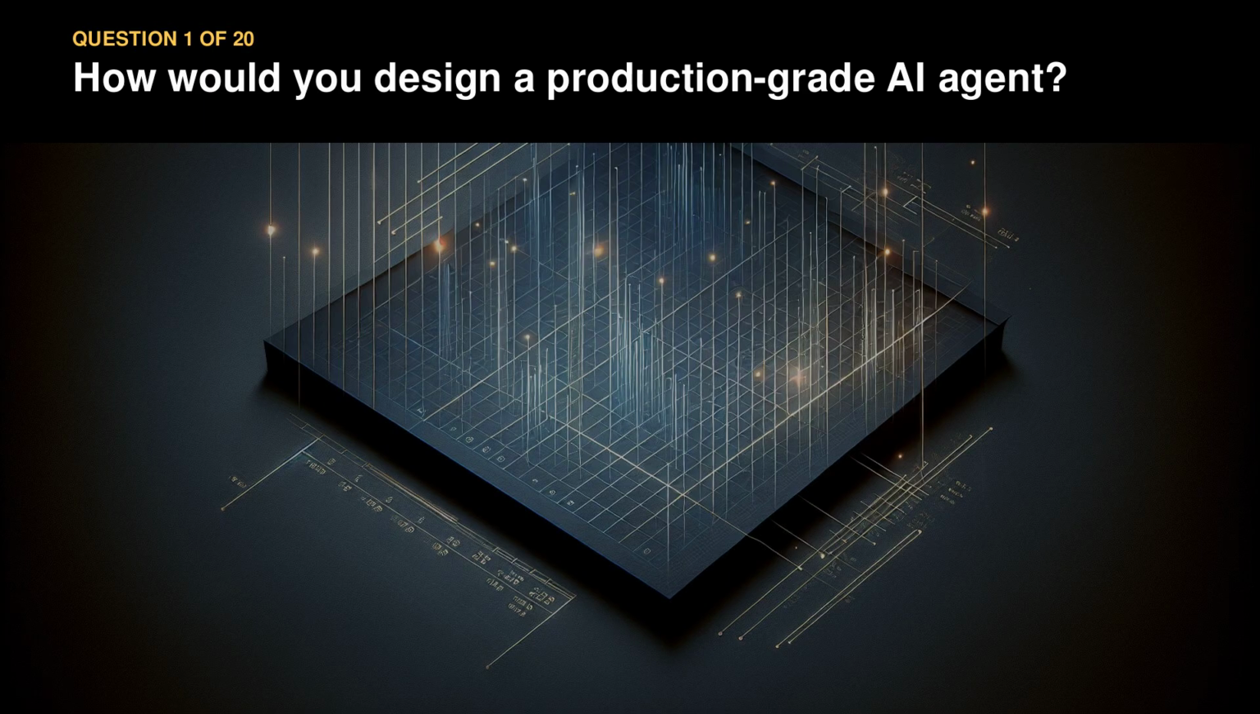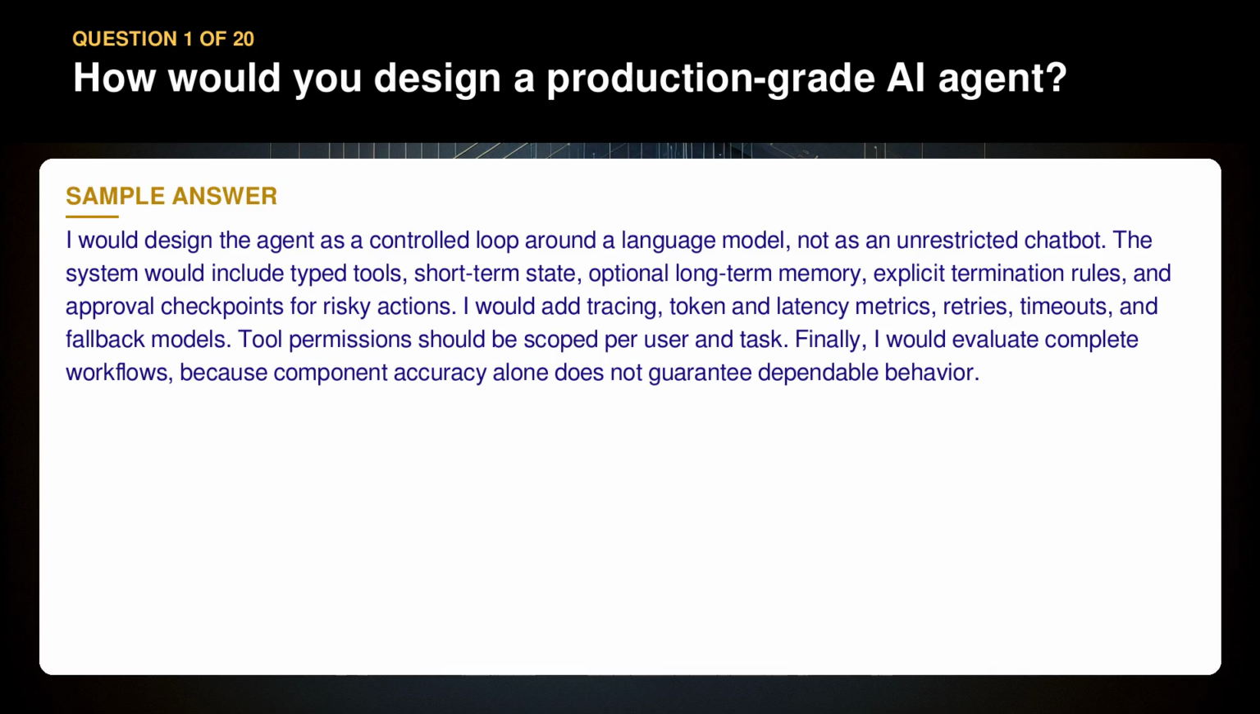Question 1. How would you design a production-grade AI agent? I would design the agent as a controlled loop around a language model, not as an unrestricted chatbot. The system would include typed tools, short-term state, optional long-term memory, explicit termination rules, and approval checkpoints for risky actions.